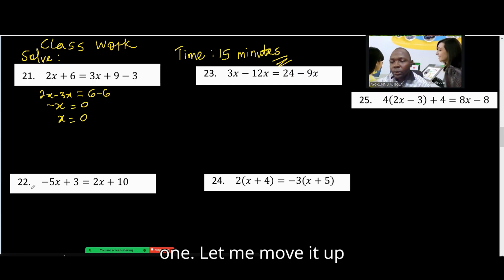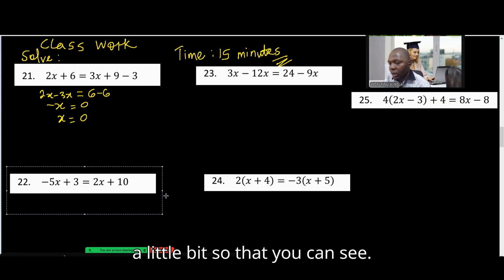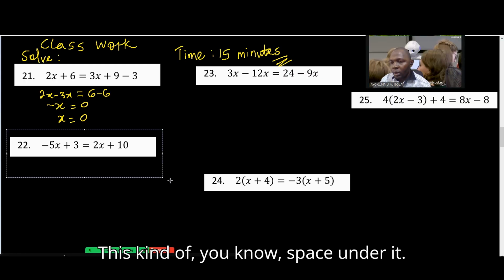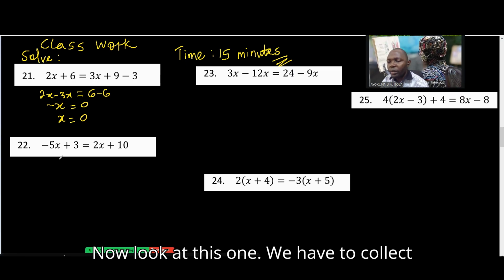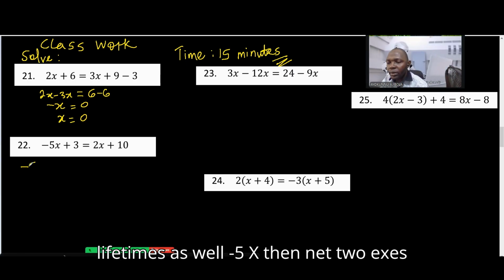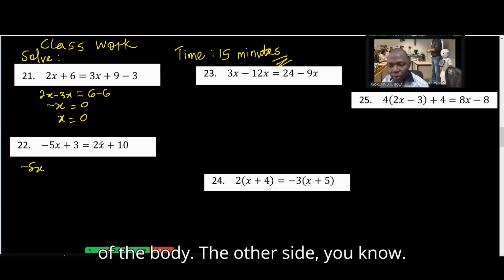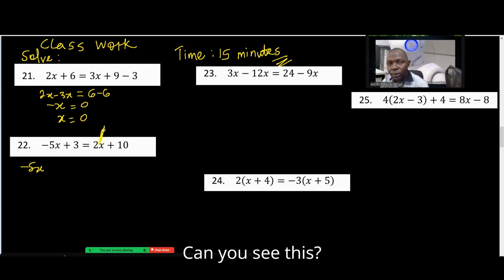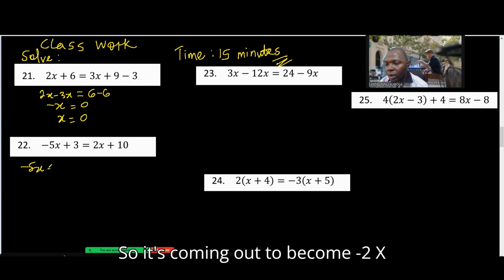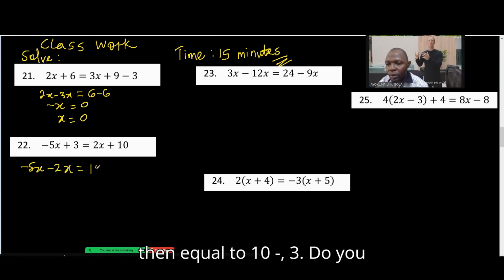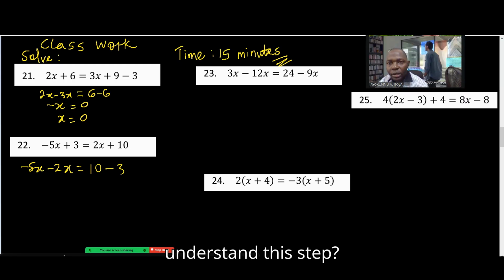The second one, let me move it up a little bit so that you can see, I can have enough space under it. Now look at this one. We have to collect like terms as well. Minus 5x. Then net 2x is on the other side. Can you see this? Yes. So it's coming out. It becomes negative 2x. Then equal to 10 minus 3. Do you understand this step?